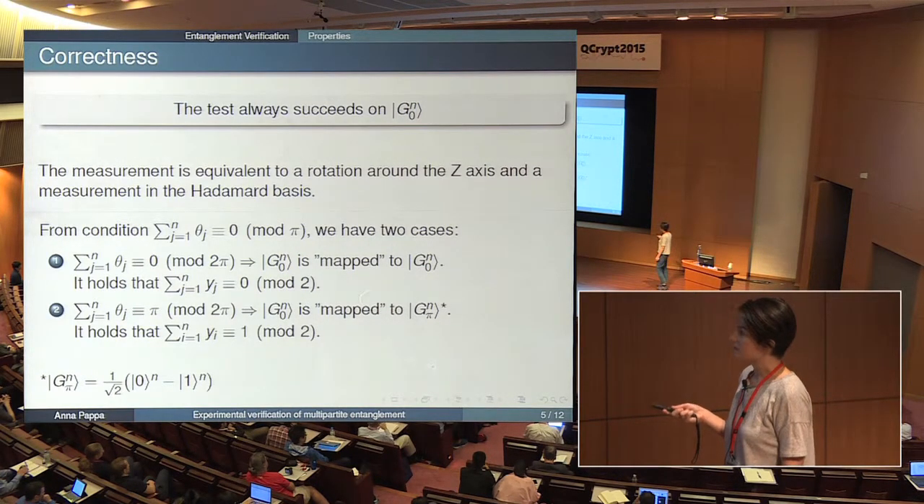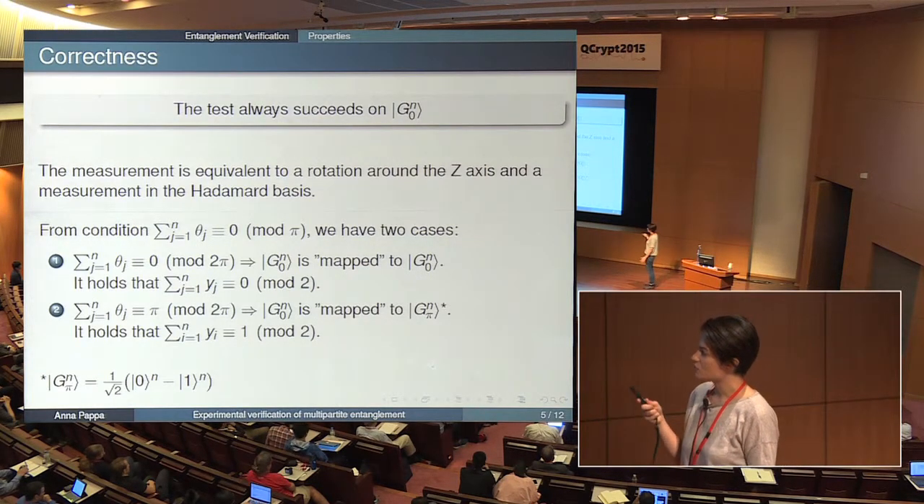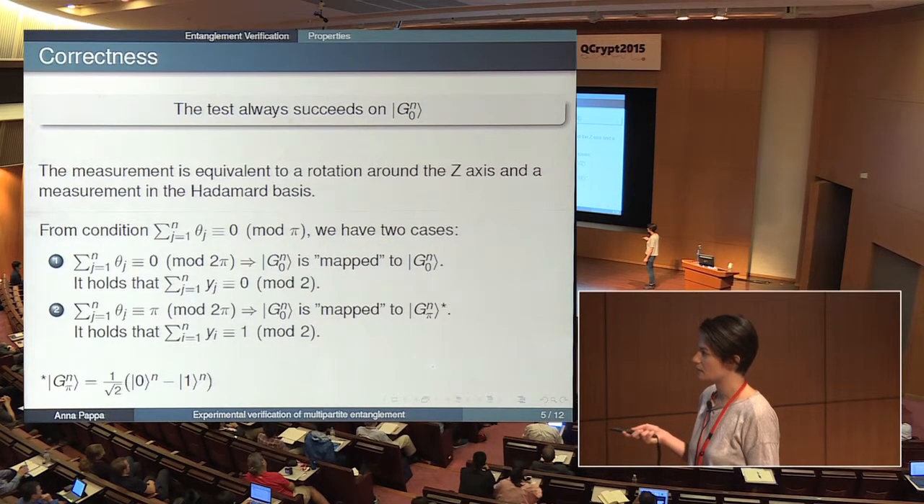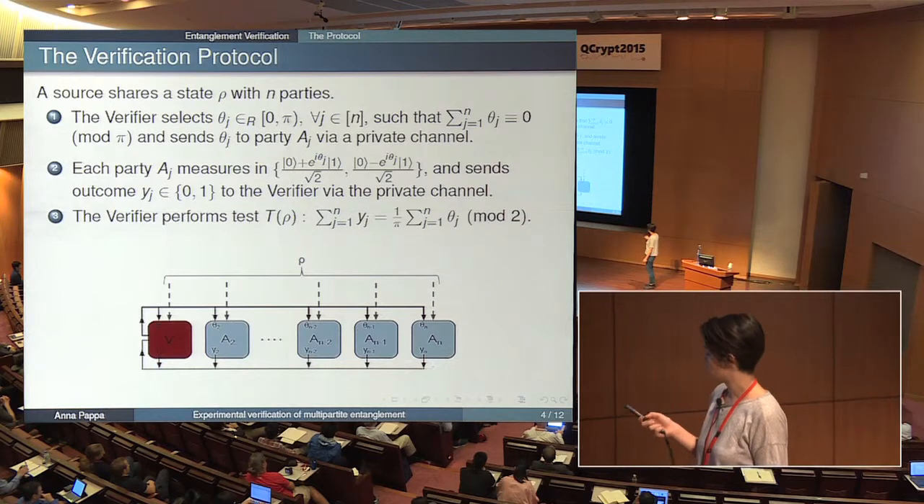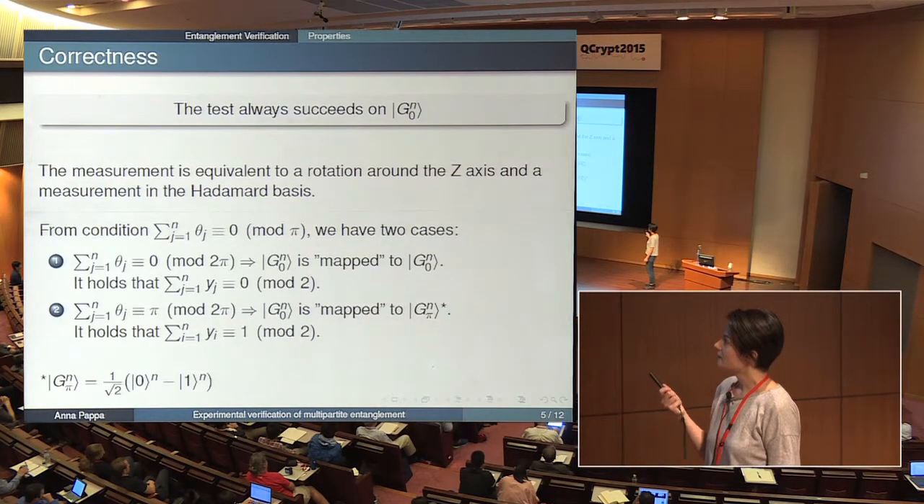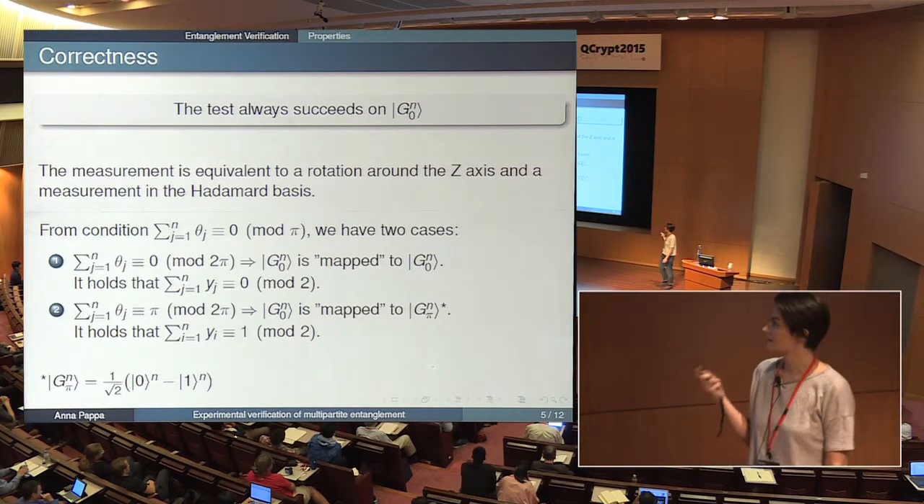And when this state is measured in the Hadamard basis, then it gives a superposition of strings that have parity 1. So again, the condition on the test holds, because here we got 1 and here we got pi. So what I have shown you here as the test actually holds for both cases. So when the correct state is shared by the source, the test always succeeds.